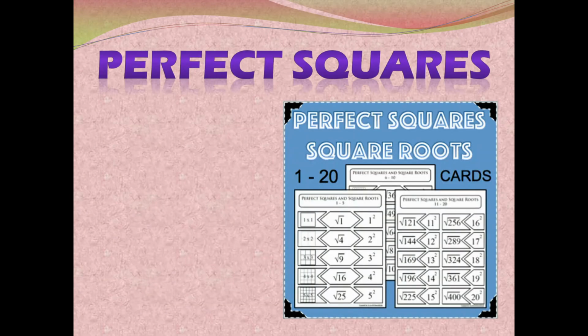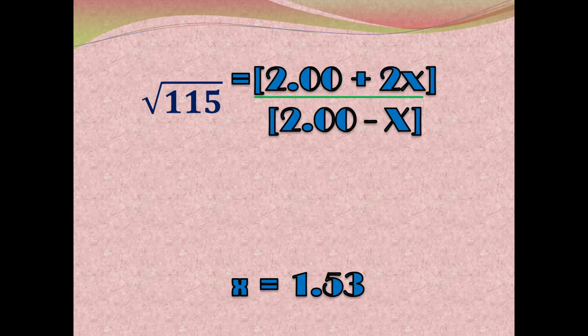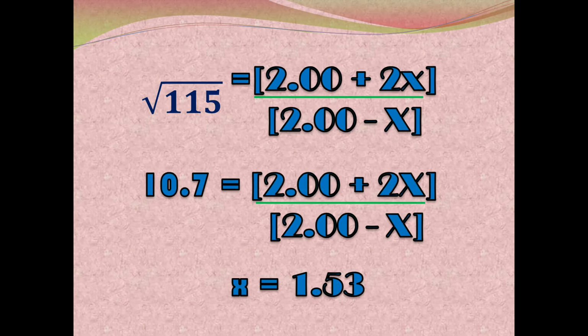So when I solve for x, I'm going to use the perfect square cheat. I'm going to take the square root of both sides. So the square root of 115 is equal to 2 plus 2x divided by 2 minus x. Square root of 115 is 10.7.